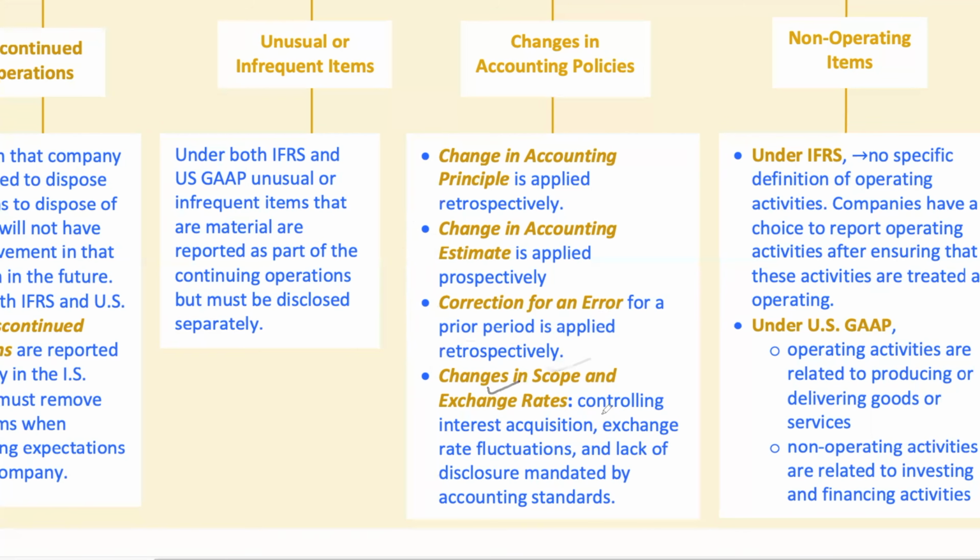Finally, consider changes in scope and exchange rates. When a company acquires another, it consolidates financials, which can complicate comparisons with previous years. Additionally, exchange rate fluctuations can distort the income statements of multinational companies. While not always required, companies often provide summary information to clarify these impacts.